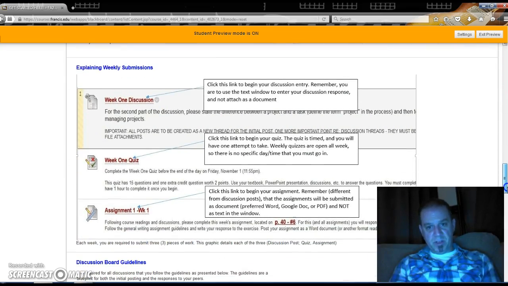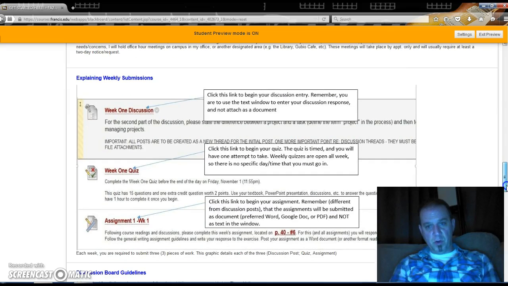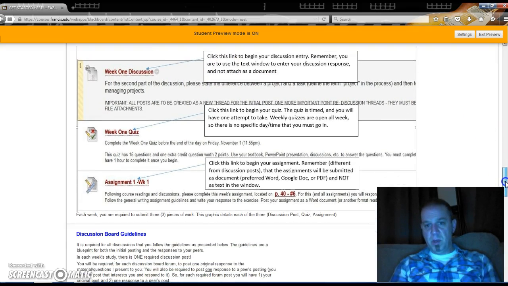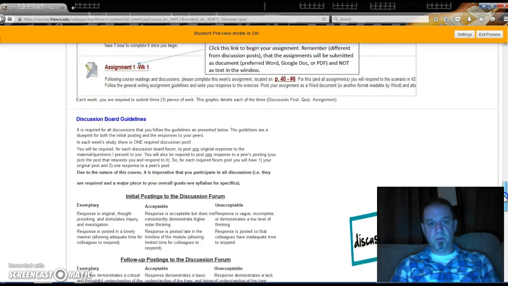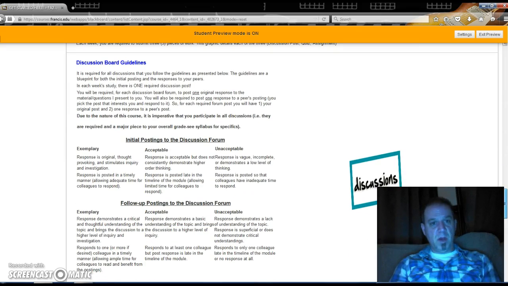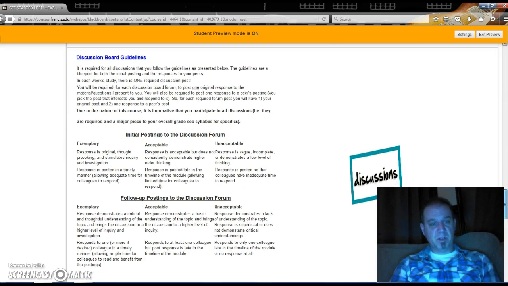For every week, as I mentioned when we were going over the course calendar, you'll have a discussion that's due, a quiz, and an assignment. This area right here just explains a little bit more about each of those requirements that you have every week. I'm trying to lay out as much information as possible related to all of them so that there's no confusion whatsoever. Okay.